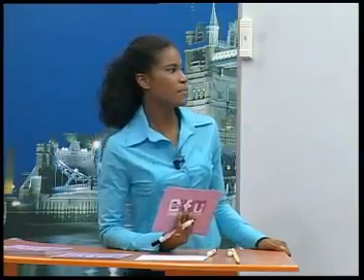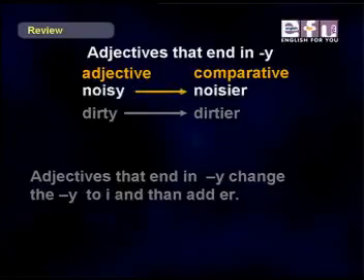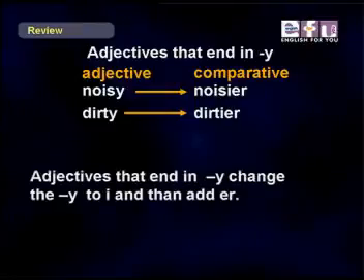Let's look at adjectives that end in Y. We have noisy. In its comparative form, it becomes noisier. So notice we changed the Y to IER. Next example, dirty. Same thing, becomes dirtier. Instead of Y, we add IER. So adjectives that end in Y always change the Y to an I and then add ER.